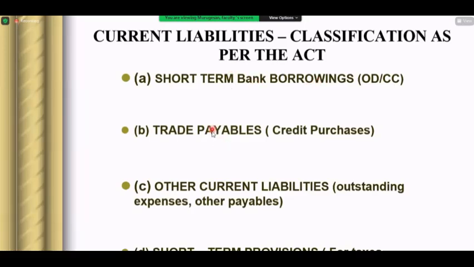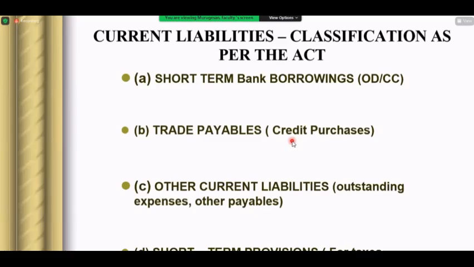And the trade payables, trade credit. Okay, sometimes you will have purchased raw material on credit. You will not have given immediate money. That is called trade payables, not receivable. Receivable is what others owe to the company.